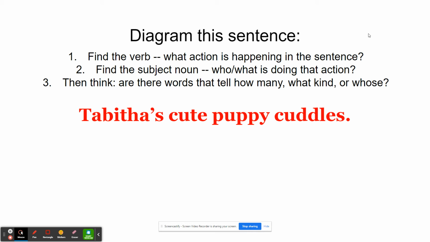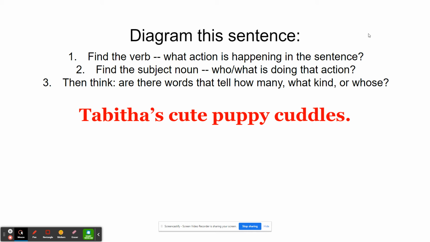This is where I thought I was going to trick you, but I don't think I tricked a single person. Joaquin, who or what cuddles? Puppy. When I wrote this sentence, guys, I thought for sure I would trick some of you into thinking Tabitha cuddles. But puppy cuddles is indeed the core.